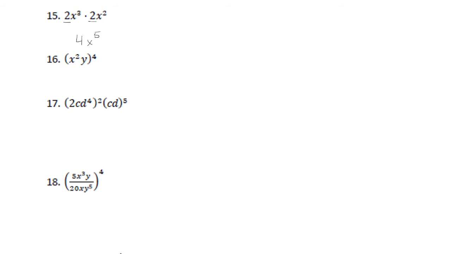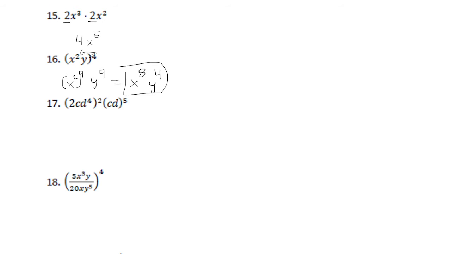Now with x squared, y raised to the 4th power, you want to distribute the exponent to both the x squared and y. So you have x squared to the 4th power times y to the 4th. Exponent to an exponent, you multiply, so you have x to the 8th times y to the 4th.